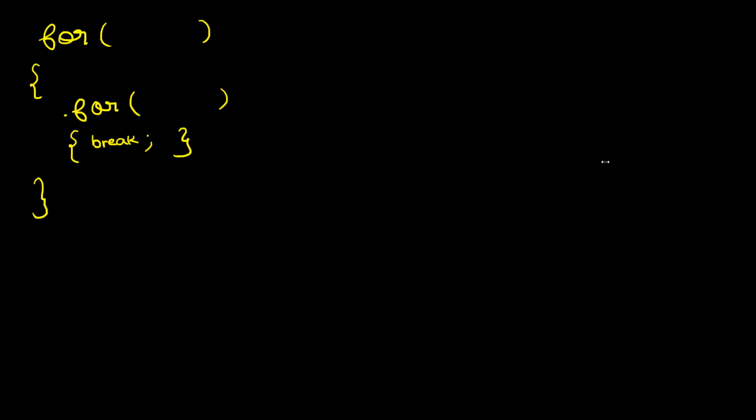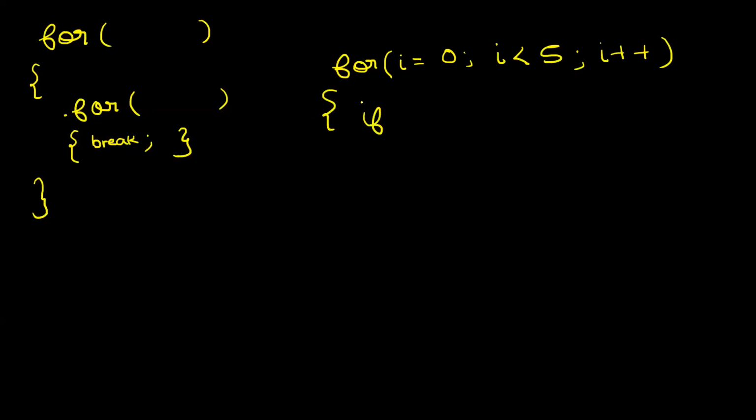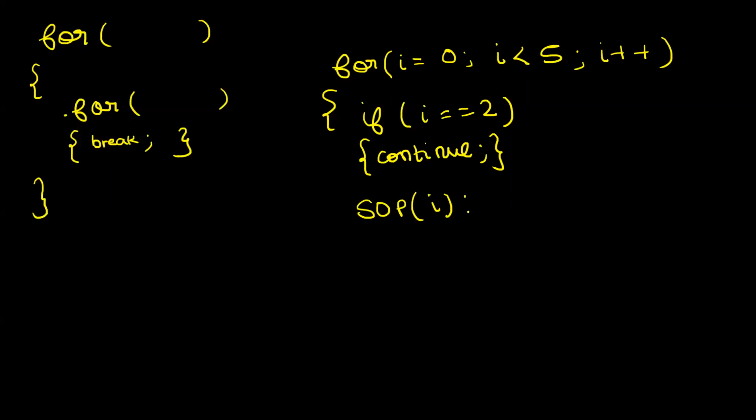Okay. Then what is continue? What is continue? So think of it like this. for i equal to 0, i less than 5, i plus plus. Again, I'm trying to write the same code. If i equal to 2, this time I am writing, let's say, continue. And here I am doing an SOP of i later. Now what happens?